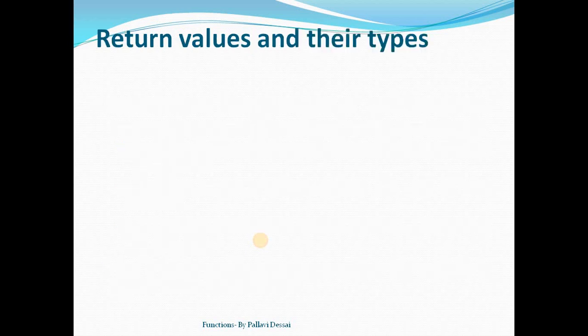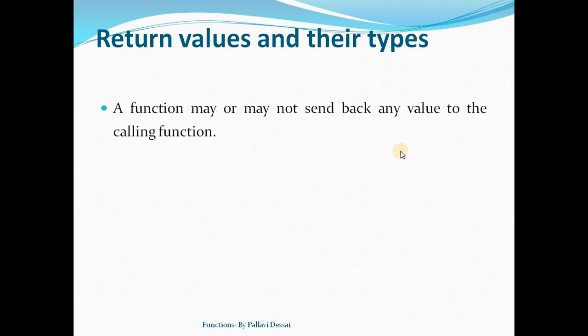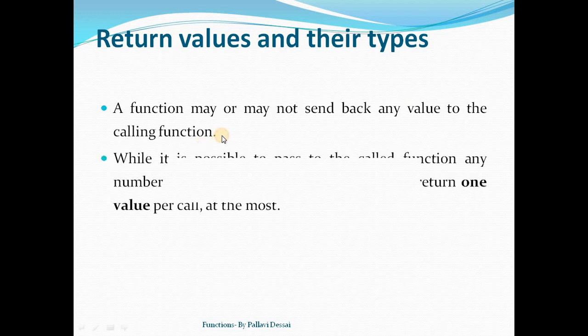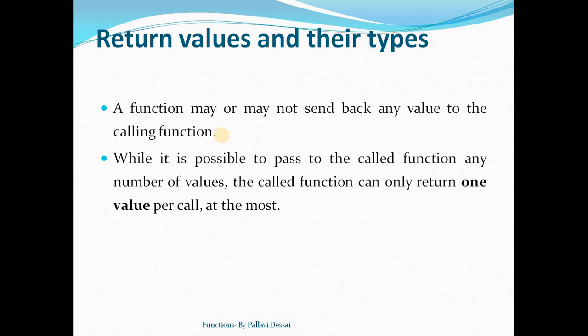And the last part of the function definition is the return value and their types. A function may or may not send back any value to the calling function. While it is possible to pass to the called function any number of values, the called function can only return one value per call at the most. So this is the most important point to be remembered, that when a function is giving back an output, it can give only one value at a time.